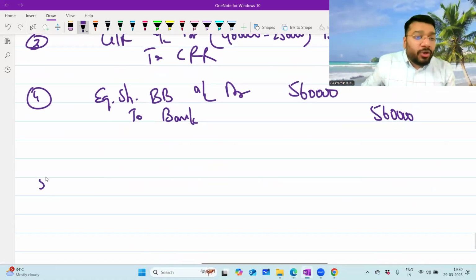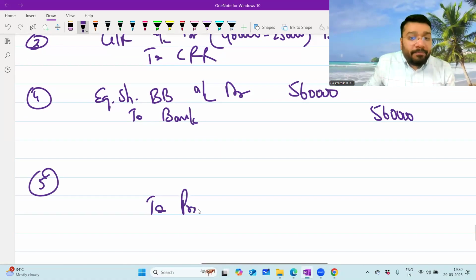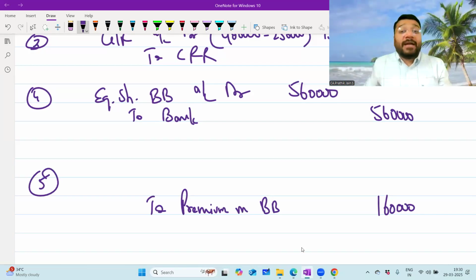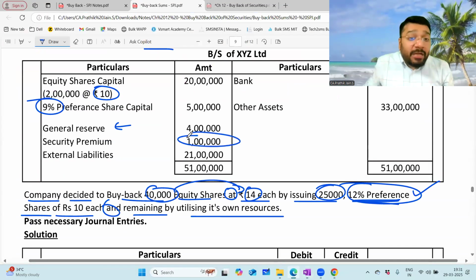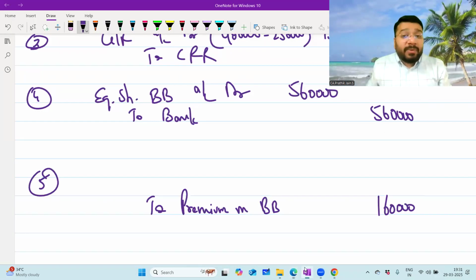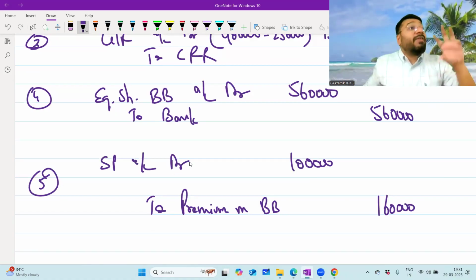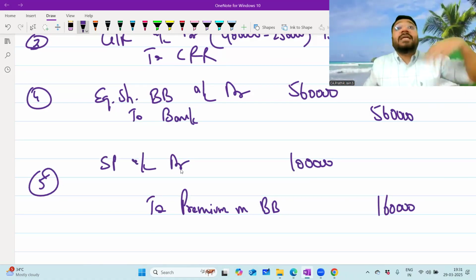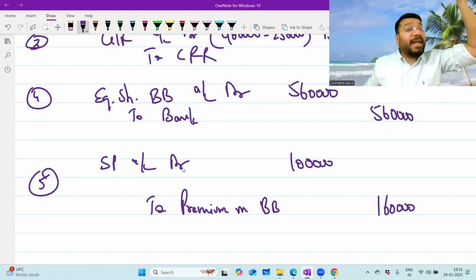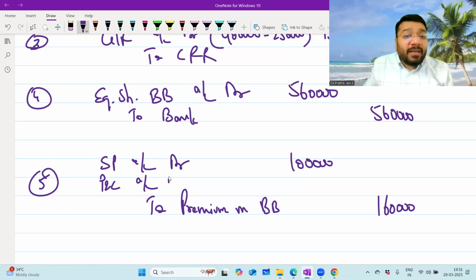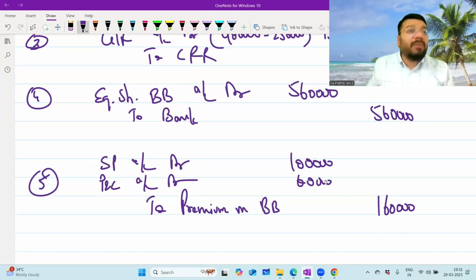So fifth entry, people: premium on buyback credit. How much is it? 1,60,000. This is a loss which I'm trying to knock off against the security premium of 1 lakh. So how much is there in the security premium? Only 1 lakh. So security premium account debit 1 lakh. Where the premium is not sufficient, the remaining loss has to be taken and set off against your P&L. You'll take it to other expenses. So statement of P&L account debit 60,000 to premium on buyback.